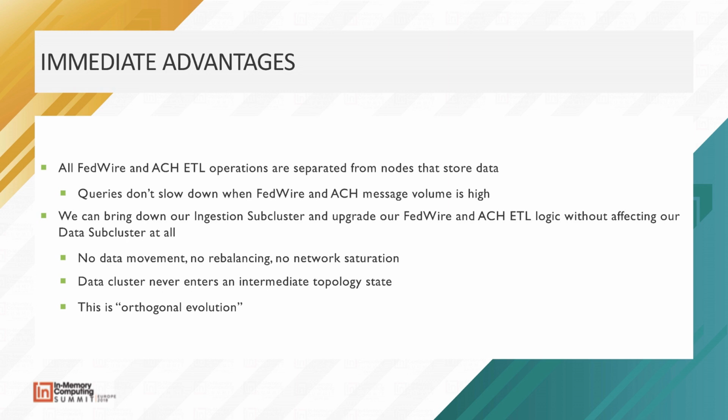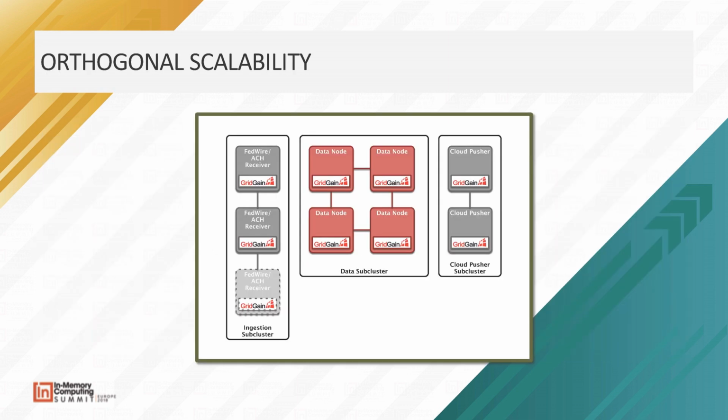So it is in this period, actually, of a topology change where data movement occurs, where IMDGs are most vulnerable, right? Your replication SLA may not be met. The intermediate topology state is where bad things tend to happen to good clusters. But if we're in a situation like this, these FedWire ACH receivers don't store any data. So you can bring them down and bounce them and bring them back up as much as you want. There's no data movement at all.